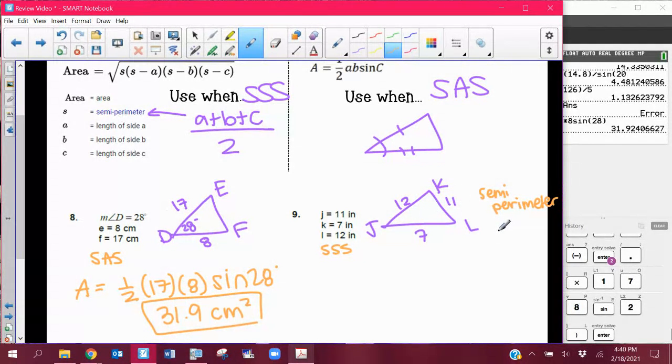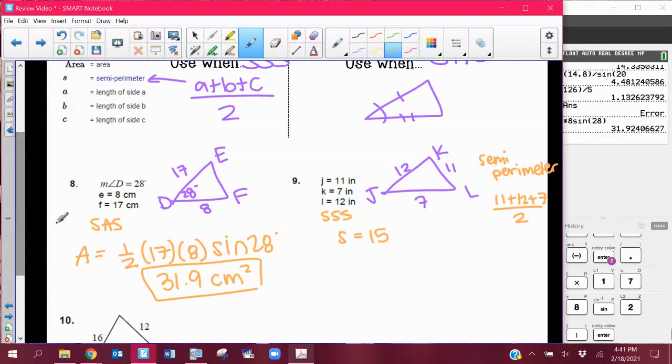So when I find the semi-perimeter, again, I'm going to add up all the sides and not divide by 3, but divide by 2. Be super careful when you're doing this. You have to divide by 2. It's half of the perimeter. So in this case, that's going to end up being 30 divided by 2 is 15. So now I can just plug that into that big formula. So the area is going to be the square root of the semi-perimeter times 15 minus one of the sides, the semi-perimeter minus another side, the semi-perimeter minus the other side, and then that's where your square root closes.